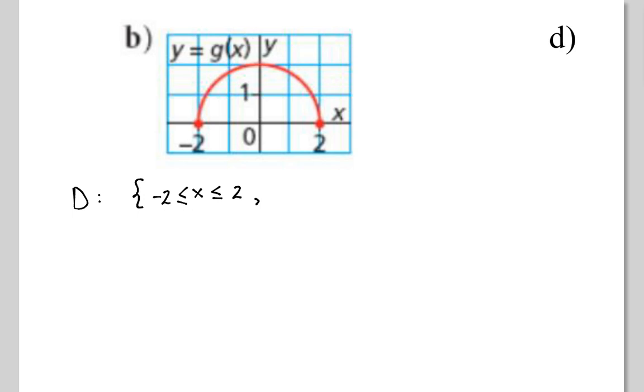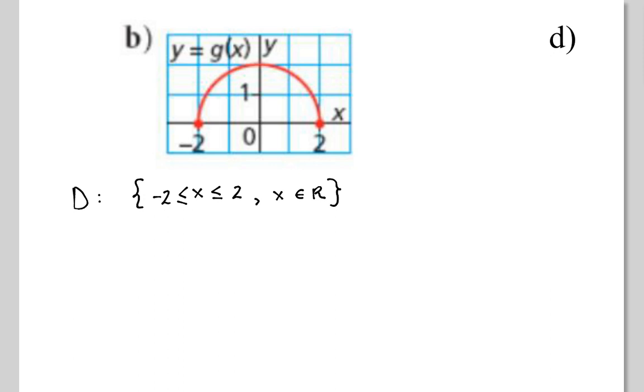And then you put a comma. X is an element of the real. It's very confusing. It's definitely on the test.